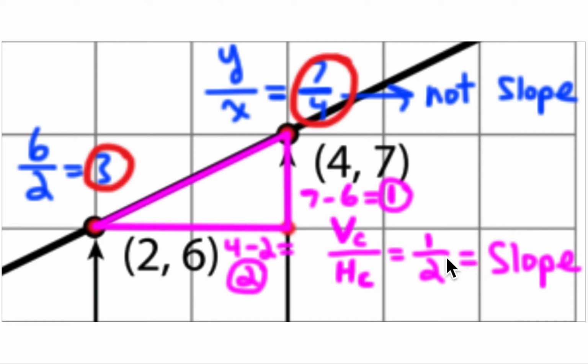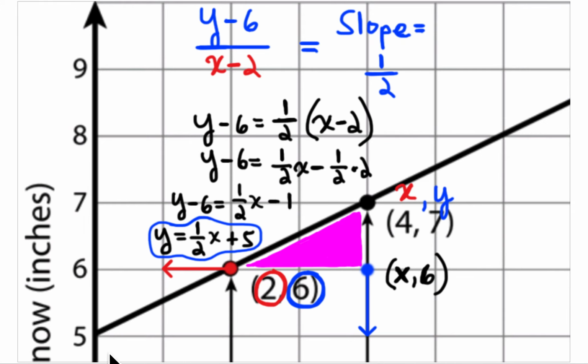So now we know that y is equal to 1/2 x, y equals mx plus how much? Well, they give that to you. They tell you that that's 5. So you can just write y equals 1/2 x plus 5. y equals mx plus 5.